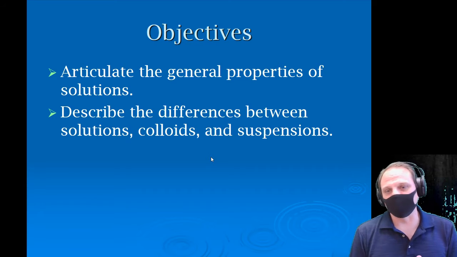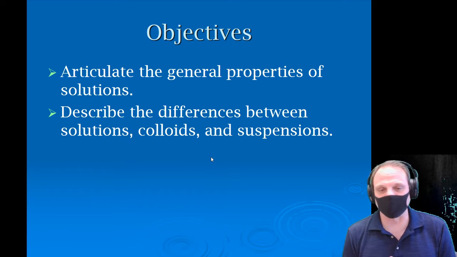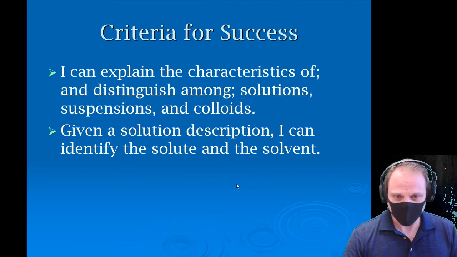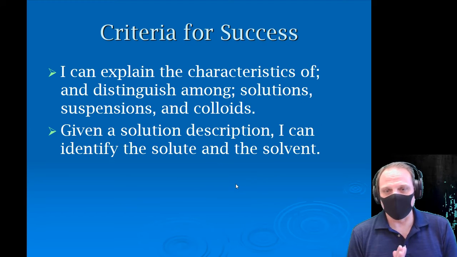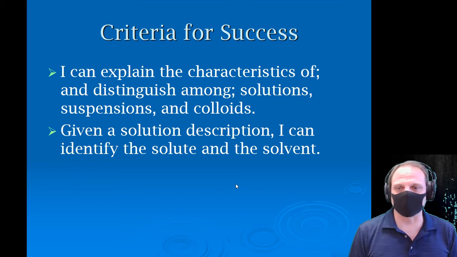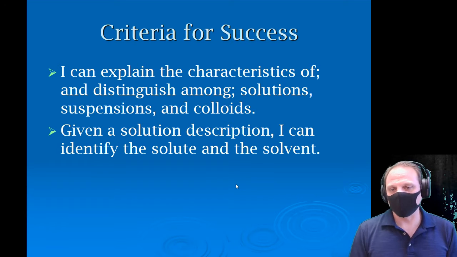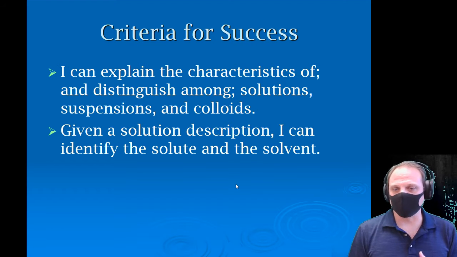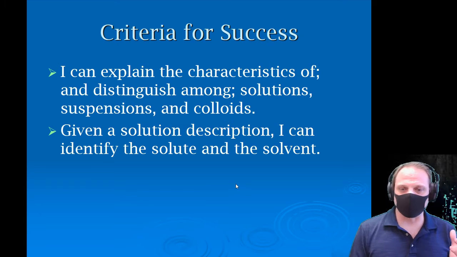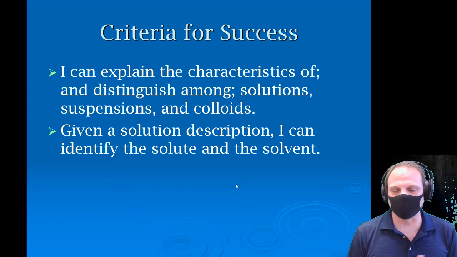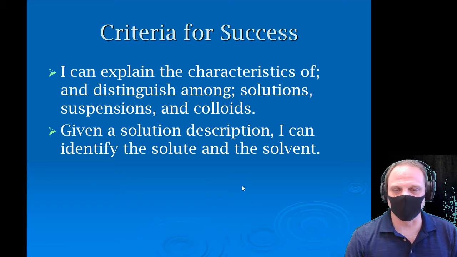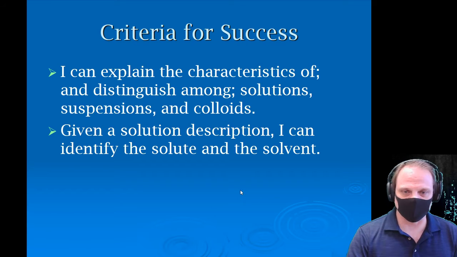So our objectives today are to articulate the general properties of solutions, and then to describe the differences between solutions, colloids, and suspensions. And that's the part that really starts getting me crazy. So when we're done, I expect your success criteria to be that you would be able to distinguish between a solution, a suspension, and a colloid based upon the criteria that I give you. And then, of course, you'll know that there's lots of exceptions to those. The other thing about solutions is they're made up of two things, a solute and a solvent, but it can be kind of confusing to figure out which is which. So we're going to make sure that by the time you're done, you can come out of here knowing which is a solute and which is the solvent.